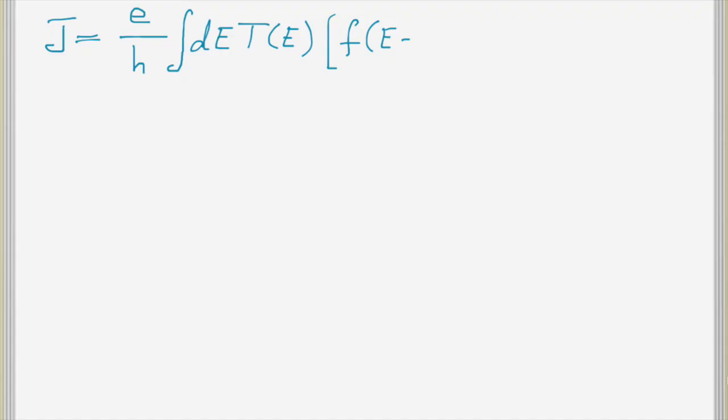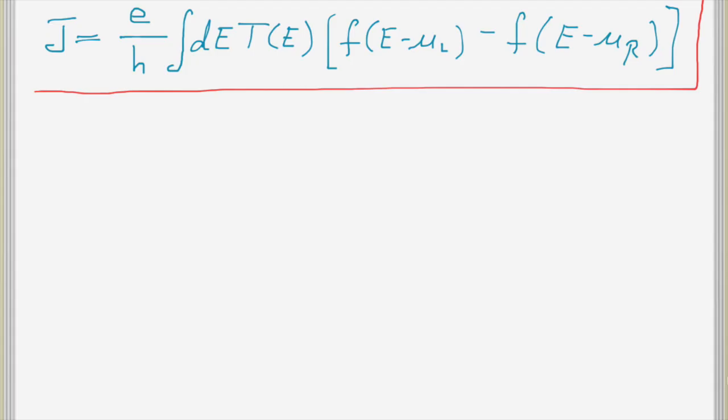And I'm left with the final form, that J is equal to e over h, integral dE, T of E times F of E minus mu left minus F of E minus mu right. And this is the final form that you see relating the transmission coefficient to the current for coherent transport.